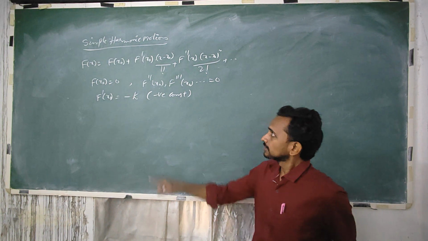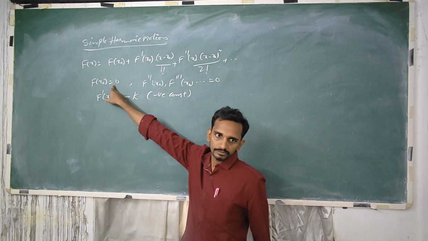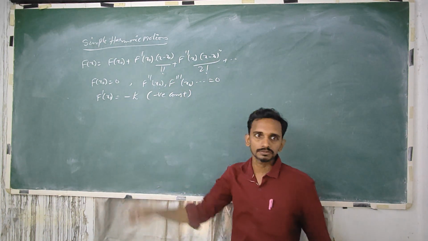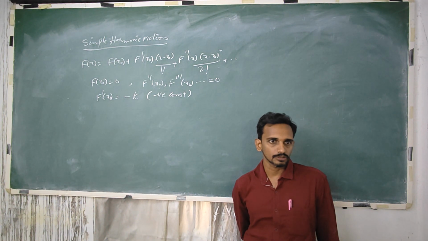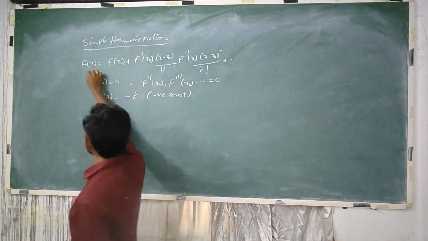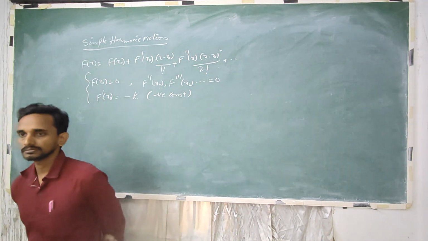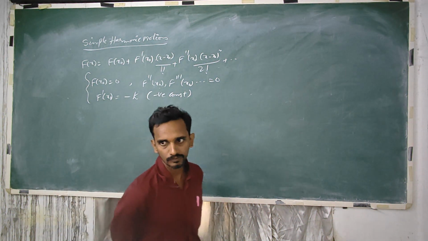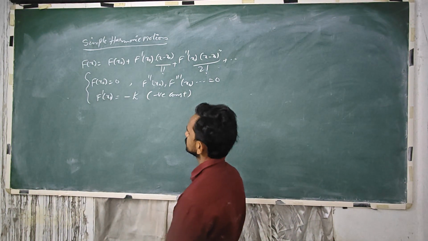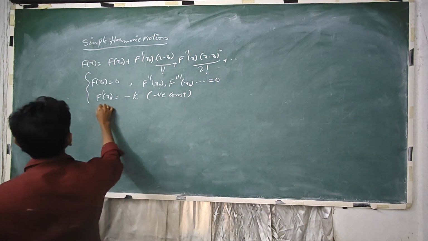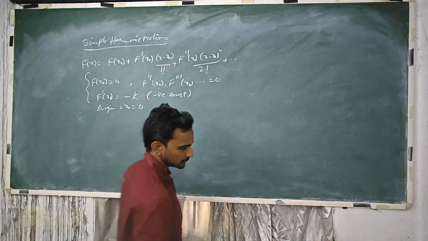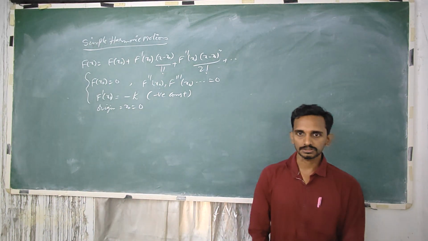So here, the force at the origin is 0, all higher order force terms are 0, and only the first derivative of force is a negative constant. It is not positive, it is a negative constant. All these conditions lead to a peculiar kind of motion, and that's called simple harmonic motion. Okay, we'll see what it means. And I'm considering the origin to be at 0. So these are the conditions.